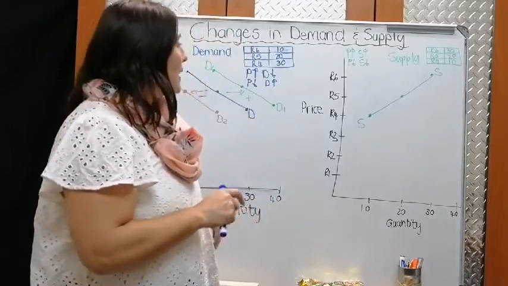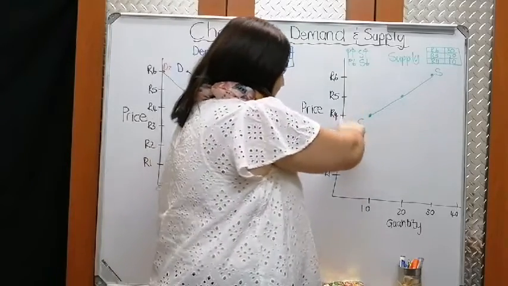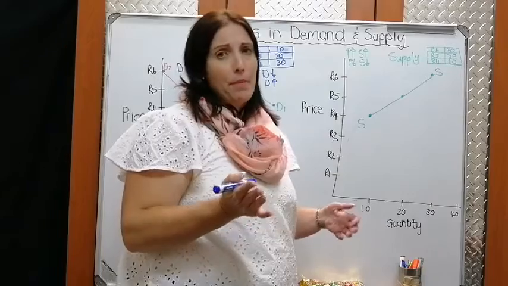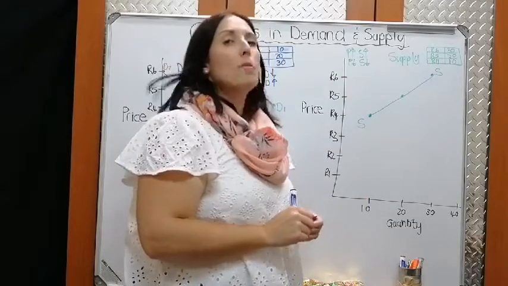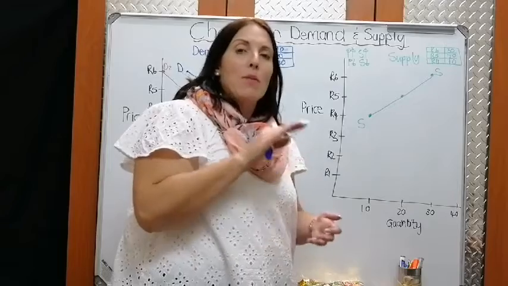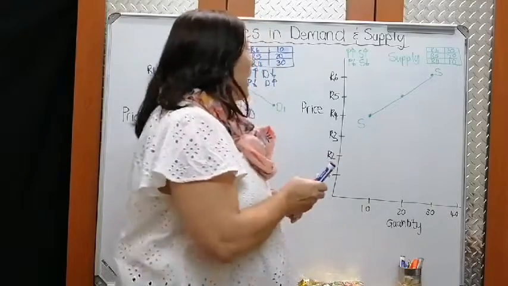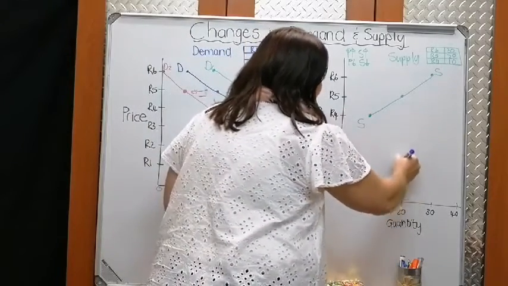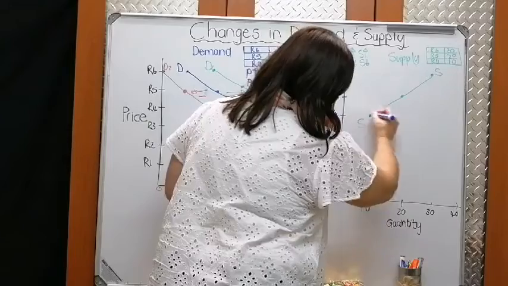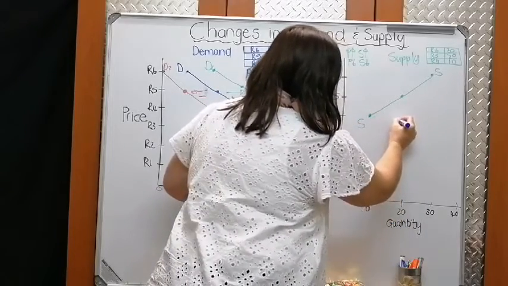Now let's have a look at that. If we start here, in the beginning we said, listen, at 4 Rand, we were only prepared to supply 10 packets of chips to the market for the students to buy. But now, because I can make more profit on this product, because my production costs are lower, let's say at 4 Rand, I'll be prepared to put 20 packets into the market. So 4 Rand, 20, more or less over here.